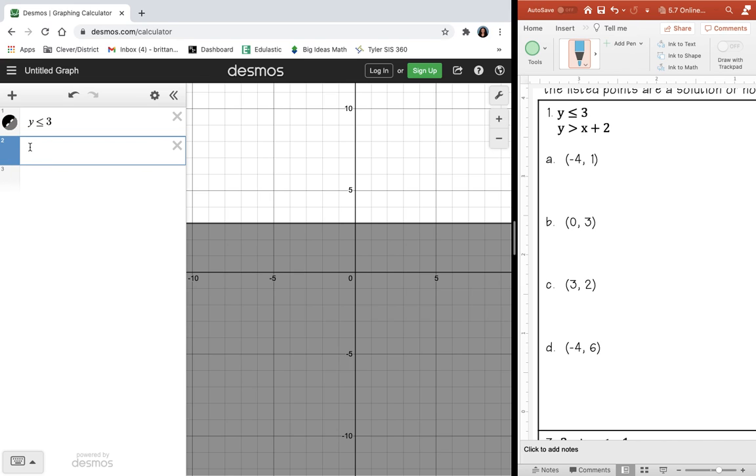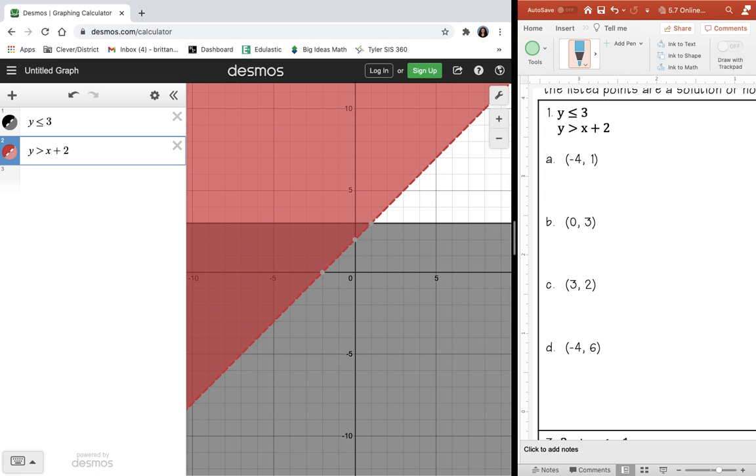I'm going to click onto a new line, and then I'm going to have y is greater than x plus 2. And so this is what this system of linear inequalities looks like when I graph it. And all of my solutions are going to be in this overlapped area. So nothing in just the red, not just the black or the white, but only in this overlapped area. All the points in this are going to be a solution to this system.